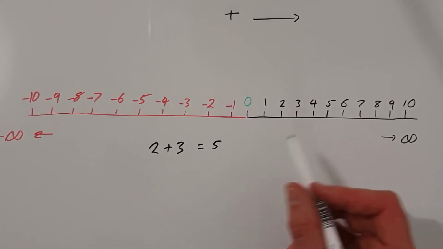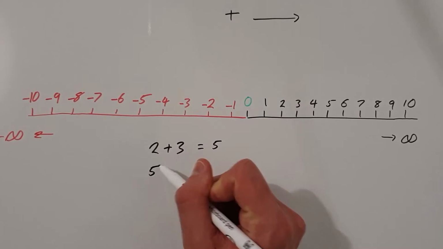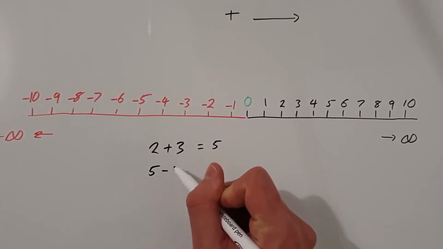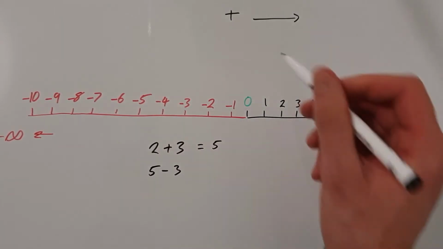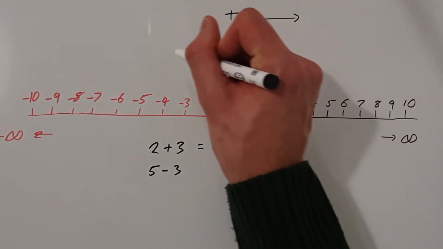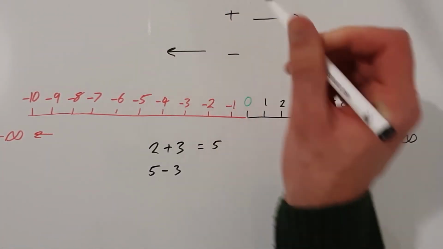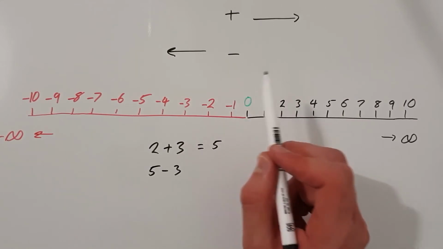So now let's look at a subtraction then. So now we'll go the other way. We'll go 5 minus 3. So the rule for subtraction is to travel now to the left of the number line, the opposite direction to when we were adding.